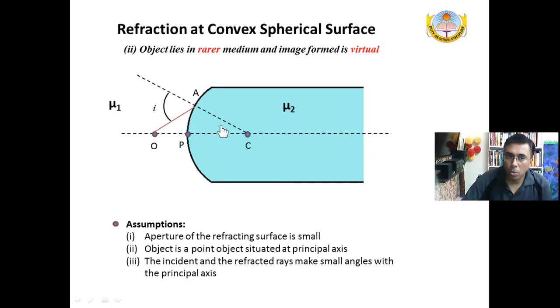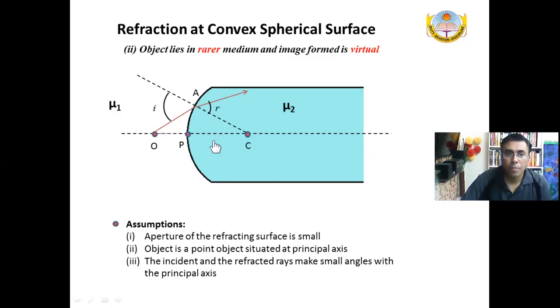Now since the light is traveling from rarer to denser, the incident ray will obviously bend towards the normal. Okay, but since this O is lying very, very close, this refracted ray is bending towards the normal, but it will not bend that much that it will touch the principal axis. That means this ray will be going away from the principal axis, right? Now this angle will be angle of refraction, that is r.